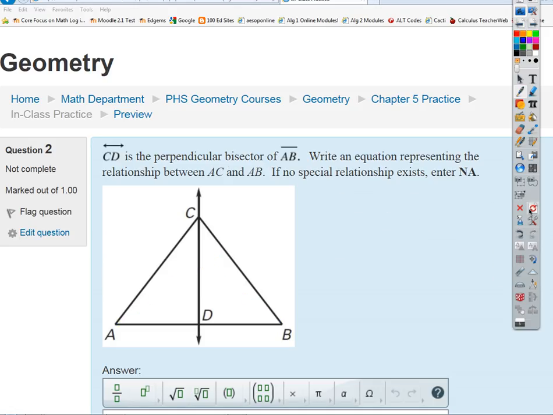Okay. What if they asked about AD and BD? What if the question was about AD and BD? Yeah, they're equal, aren't they? Because this is a perpendicular bisector, so I know those segments are congruent. Once again, if I change the location of C, those still stay equal, don't they? Right? All right.